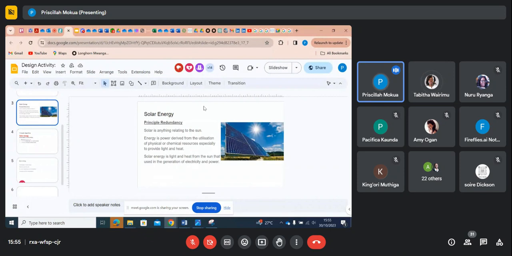So solar energy is anything relating to the sun. Energy is power derived from the utilization of physical or chemical resources, especially to provide light and heat. Solar energy is light and heat from the sun that is used in the generation of electricity and power. So from there, you can learn that you are listening more than you are reading because there was a narration. So that is not the correct part of it because we are not able to record.